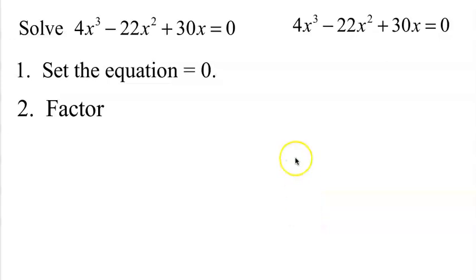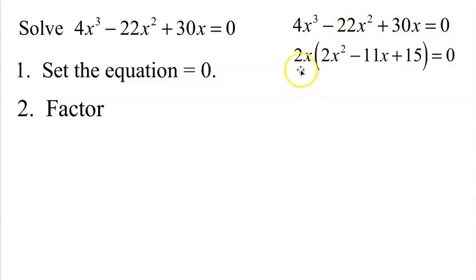Next up we want to factor, but you'll notice that there is a common factor to all three of these. 4, 22, and 30 all take a 2, so 2 is common to all three terms. x cubed, x squared, and x all take an x. So 2 and x are common to all three terms. I'm going to factor out that greatest common factor. When I factor out the 2x, I'm left with 2x squared minus 11x plus 15. And we need to see if that can be factored, so we will use the factor box to do that piece.